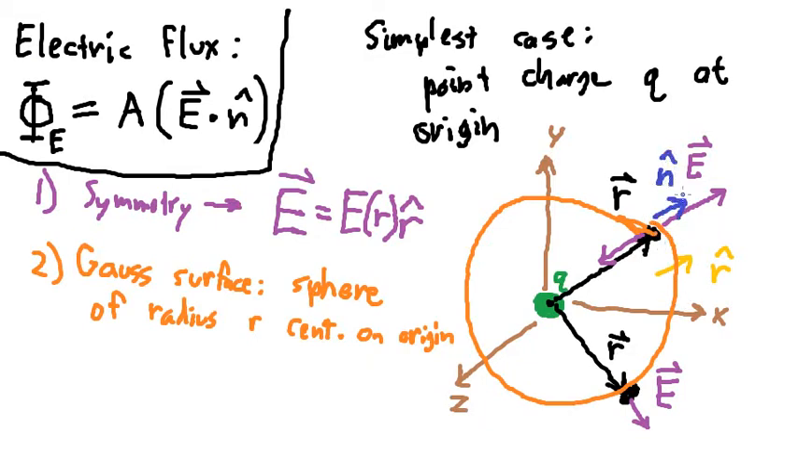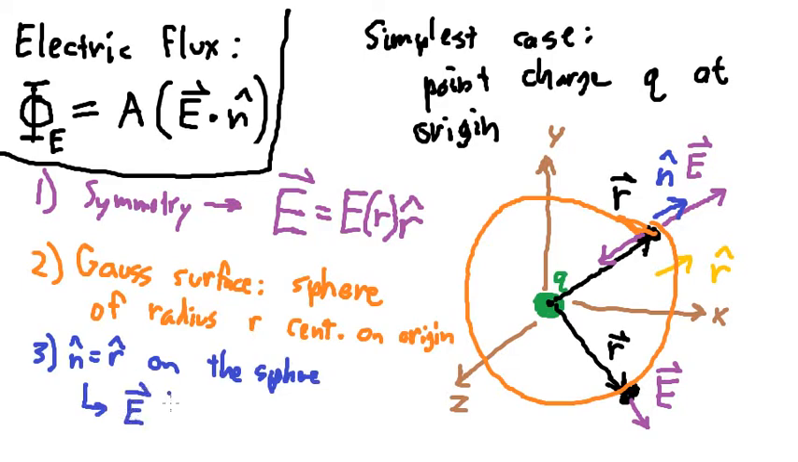Gaussian surface. Gaussian is like an adjective, but I'm just going to call it a Gauss surface, okay? Gauss surface, sphere. Spherical, nice. Jeez. Maybe having an ear infection destroys your spelling. Sphere of, come on, radius r centered on the origin.